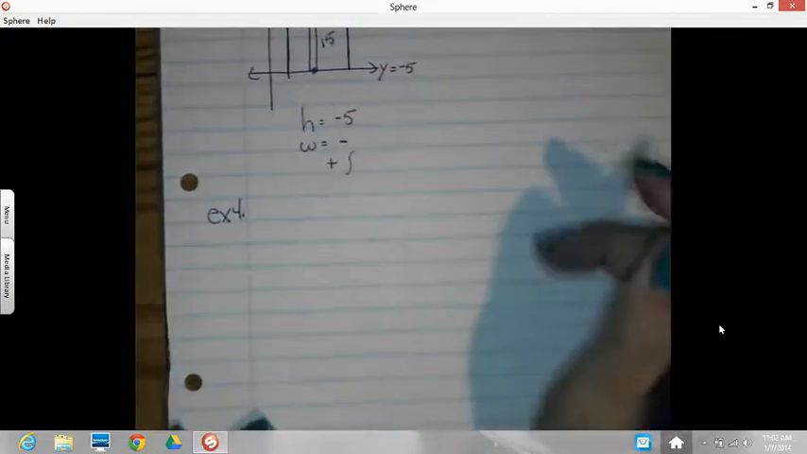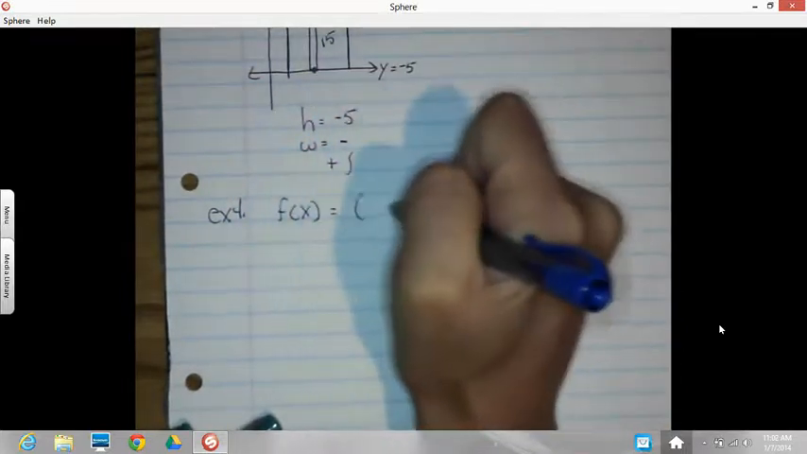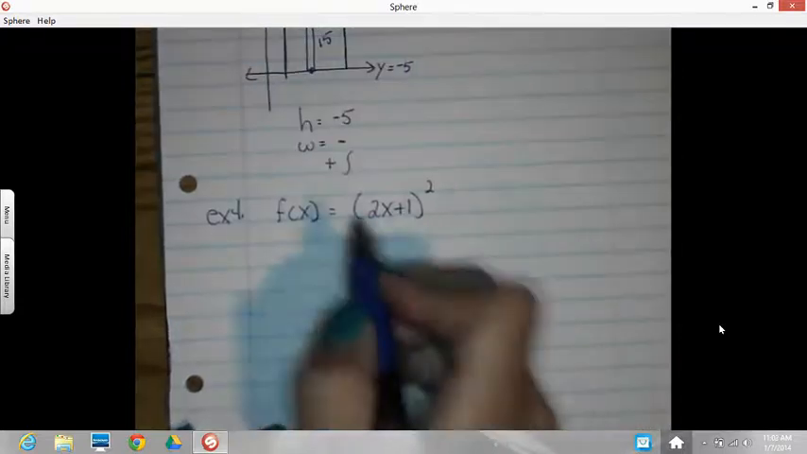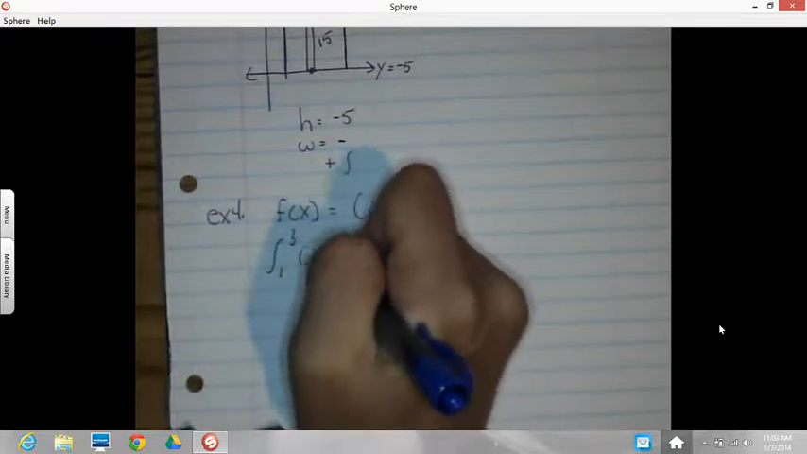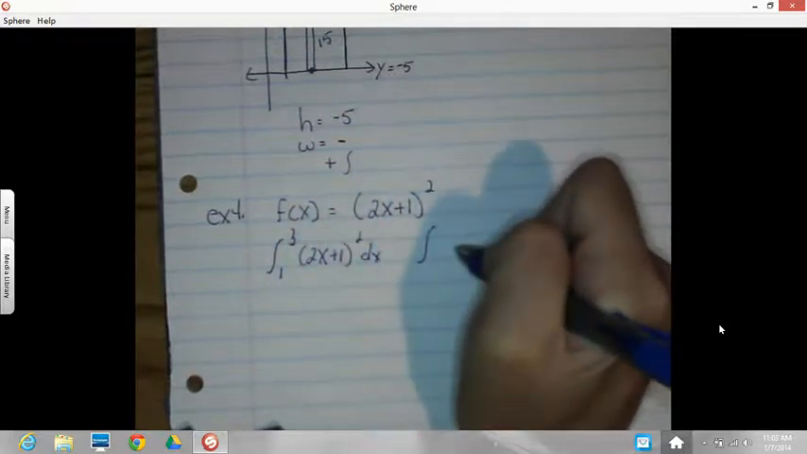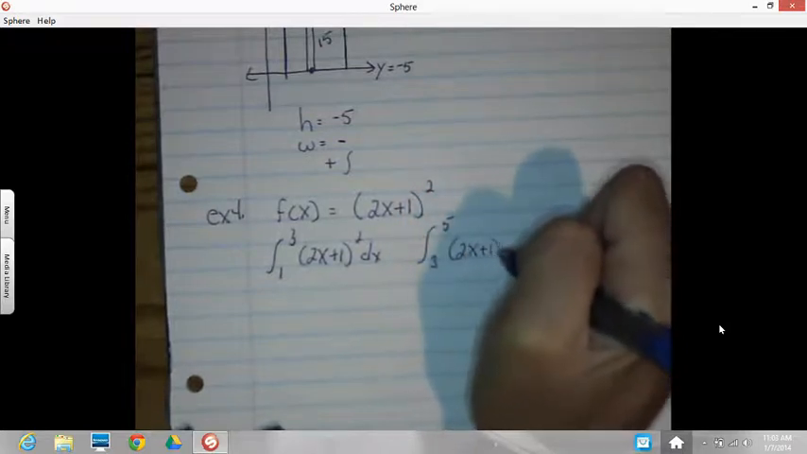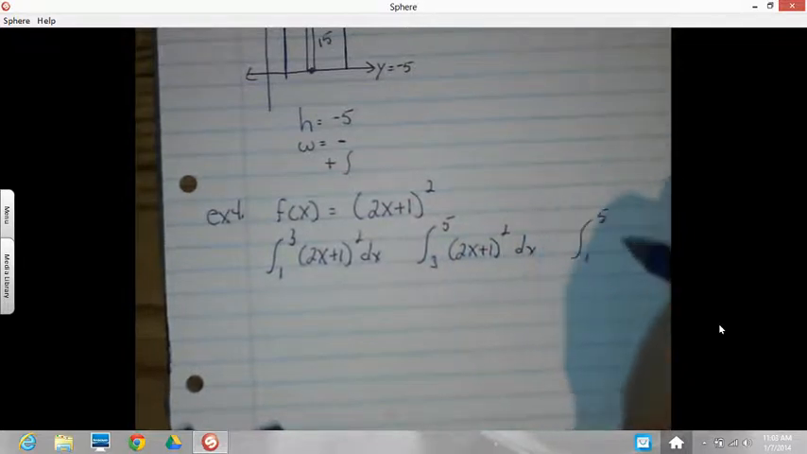Okay, next special case. I think we hit everything we can hit there. We're going to switch gears just a little bit. If I have the function the quantity 2x plus 1 squared, and if I evaluate from 1 to 3, that same function, 3 to 5, and 1 to 5 of that same function.